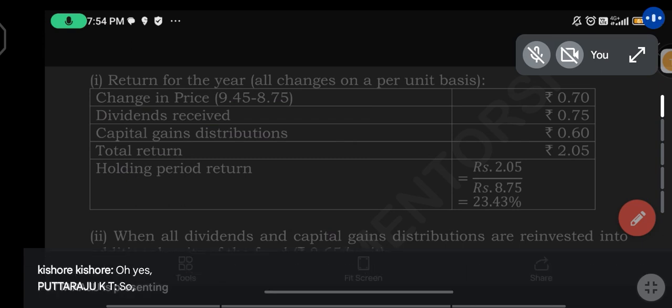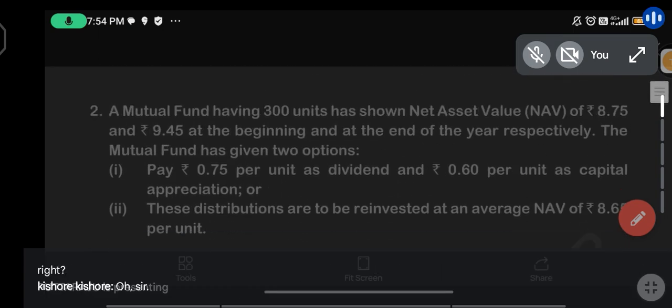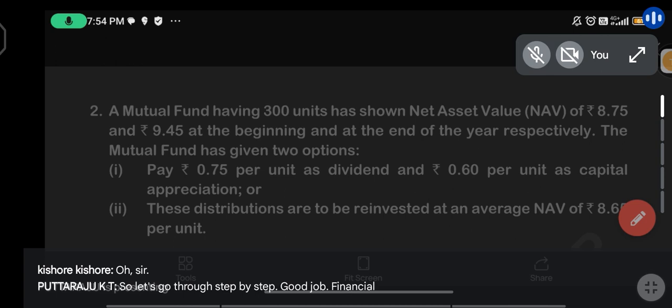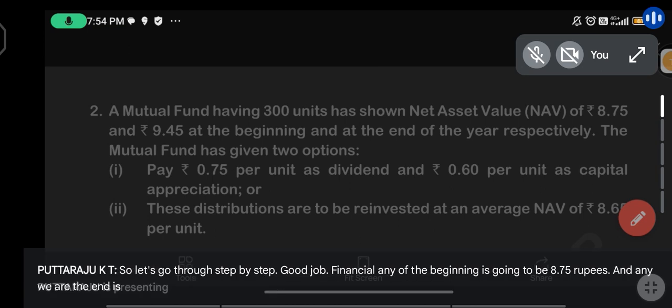Yes, sir. So if you get it in decimal, always multiply it by 100. Only then you will be able to get the percentages correct. Right? Yes, sir. So let's go through step by step. Good job. So the initial NAV at the beginning is going to be 8.75 rupees, and the NAV at the end is 9.45.